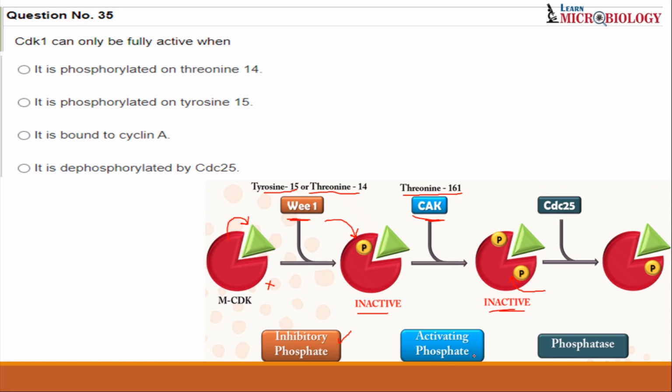But still your complex remains inactive because the inhibitory phosphate is still present. We require one more molecule called CDC25, which is actually a phosphatase enzyme, that is an enzyme which removes phosphate groups. This particular enzyme will remove the inhibitory phosphate, and now this molecule is going to be the active form of your CDK.